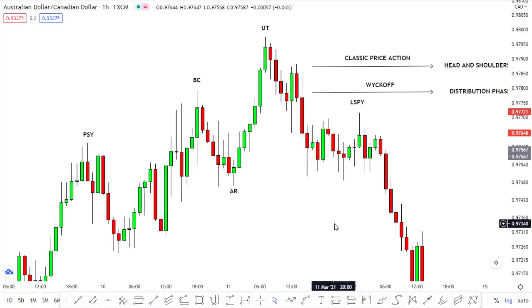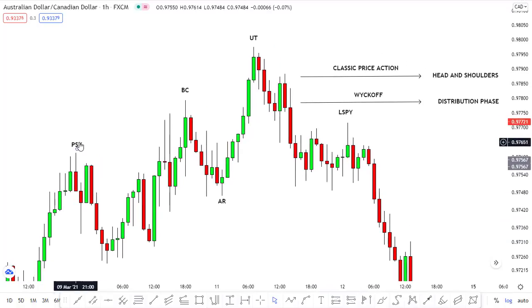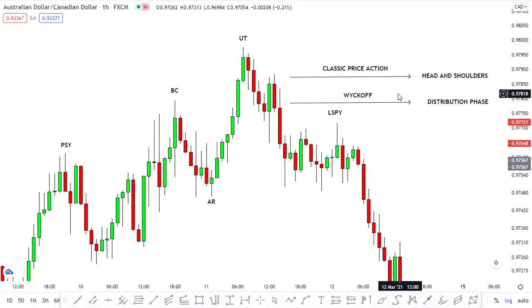So what do we have here? We have a point of supply right here and another point of supply right here. So our desired levels are these two levels. And sometimes we can use the UT or the buying climax as our entries too, but what I've been looking at in this specific situation was the last point of supply and the point of supply to take the trade.